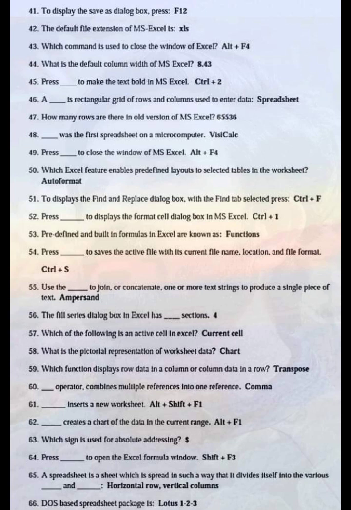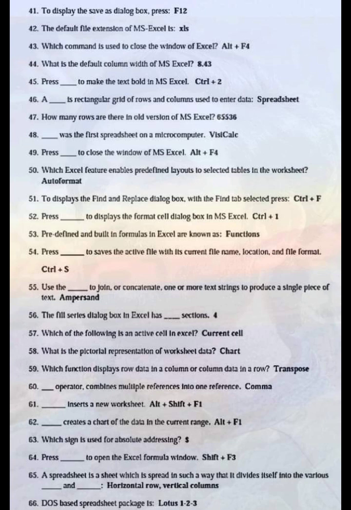8.43. Press dash to make the text bold in MS Excel. Control plus B. A dash is a rectangular grid of rows and columns used to enter the data: spreadsheet. How many rows are there in an old version of MS Excel? 65,536. The first spreadsheet on a microcomputer was called VisiCalc. Press dash to close the window of MS Excel. Alt plus F4. Which Excel feature enables predefined layouts to select the tables in the worksheet?